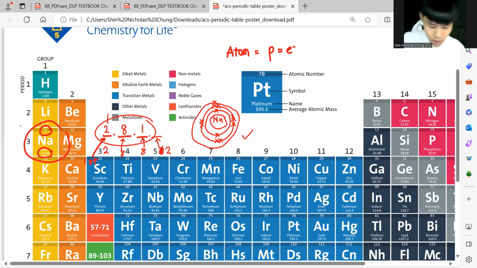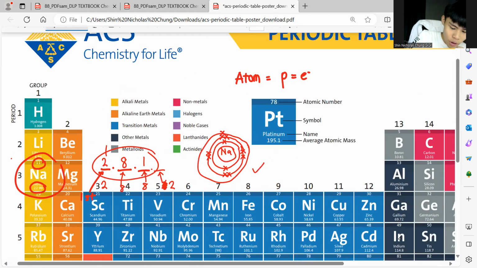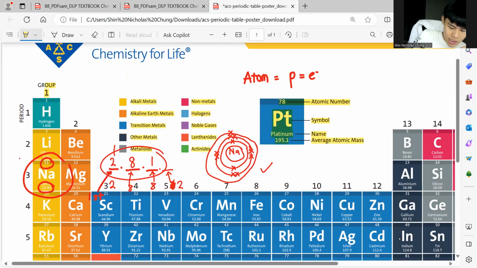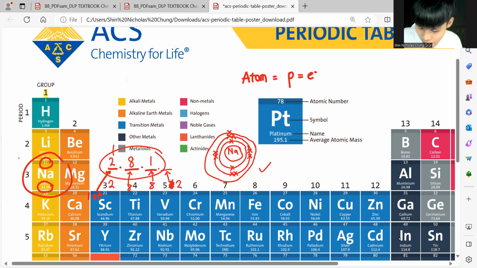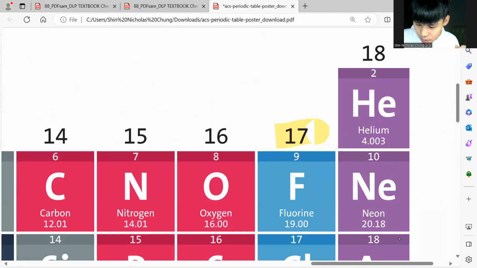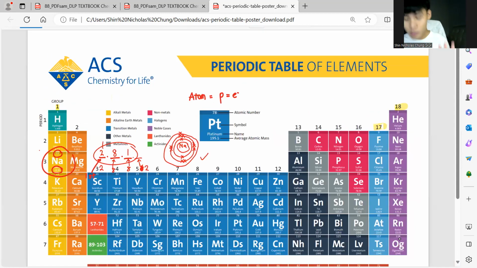Okay. That's all. So now, in our KSSM syllabus, actually we only learn 3 groups, as I said. Which groups are they? We only learn group 1, group 17 and also group 18. These are the only 3 groups that we learn. Then what do we learn in them? We learn about reactivity, the application, and the melting point, boiling point, those kinds of stuff. Okay, so now we go look at it.